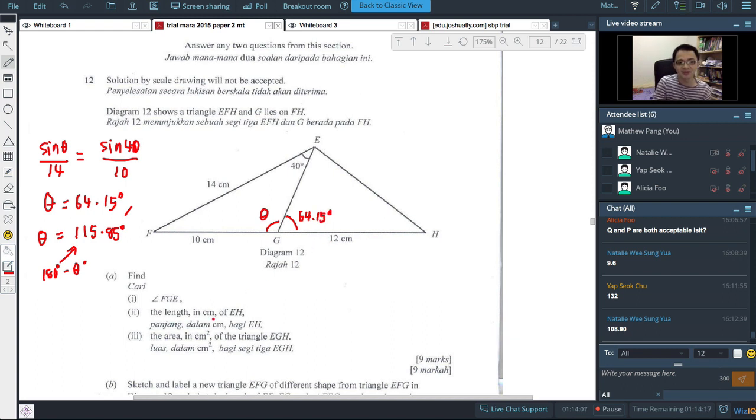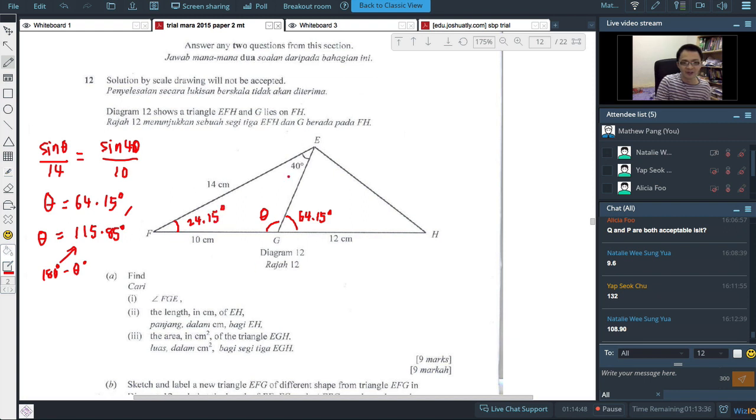Alright, then he asks you to find the length of EH. I need to find EH. EH is over here. Then I will need to have this length. I do not have this length, so in order to have this length, I will do sine rule maybe. Yeah, so many things to do. You have to find this angle first. So use 180 minus 115.85 minus 40, you can get this angle. So I do it: 180 minus 40 minus answer. So it's 24.15.